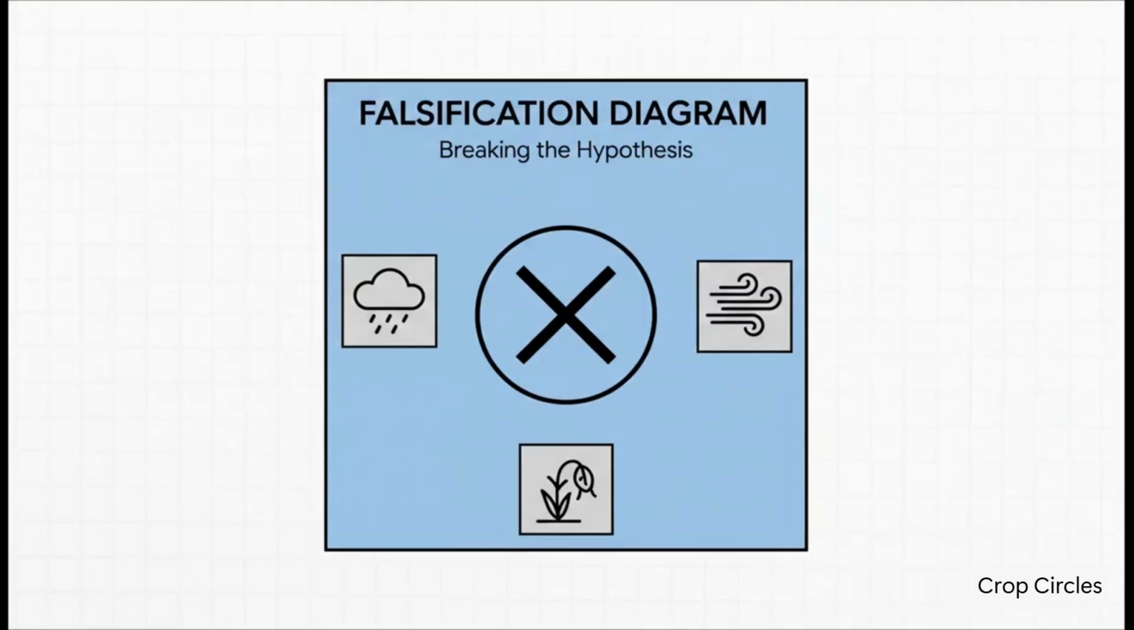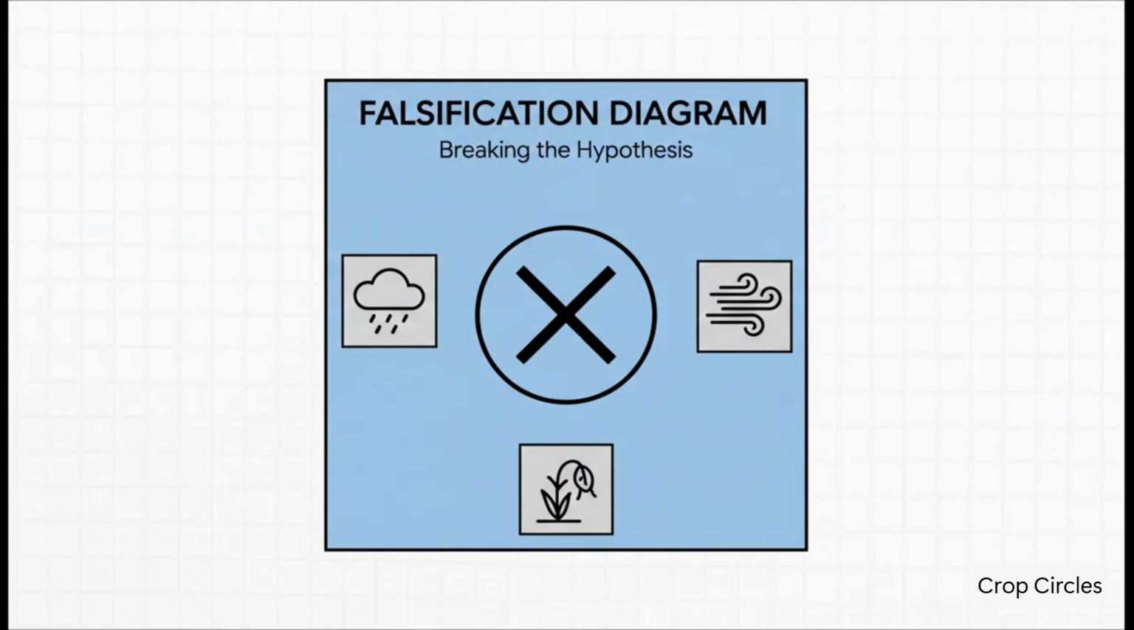But on the flip side, we have to look at falsification parameters. How does this theory fail? Well, the entire THD hypothesis completely falls apart if we ever prove that standard thunderstorms, simple plant diseases, or everyday wind can independently create these precise, heated magnetic geometries.